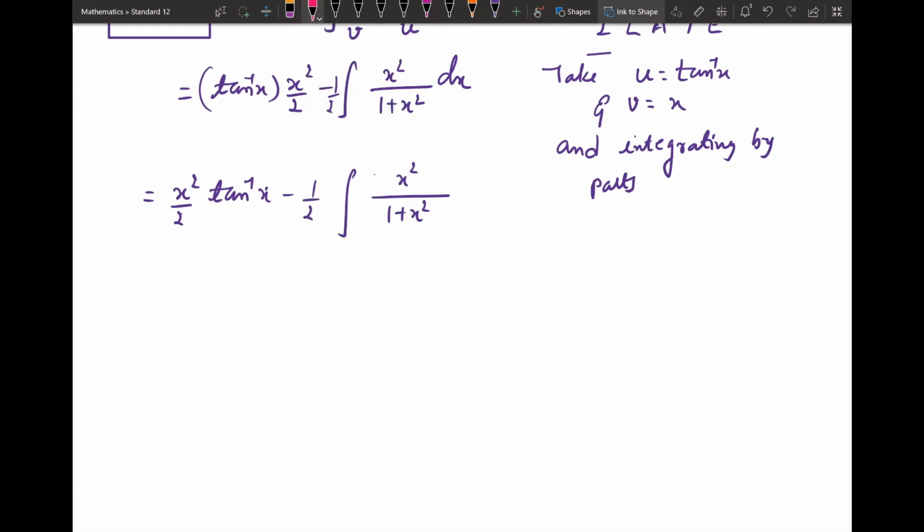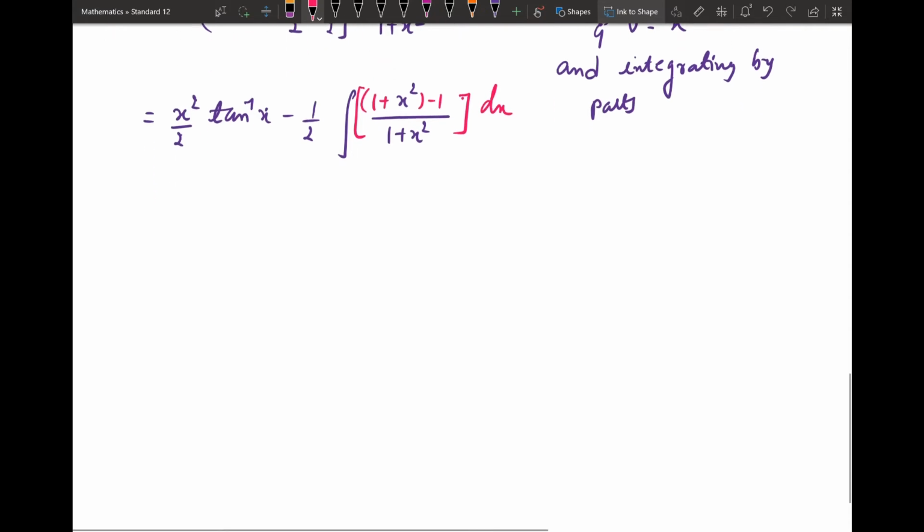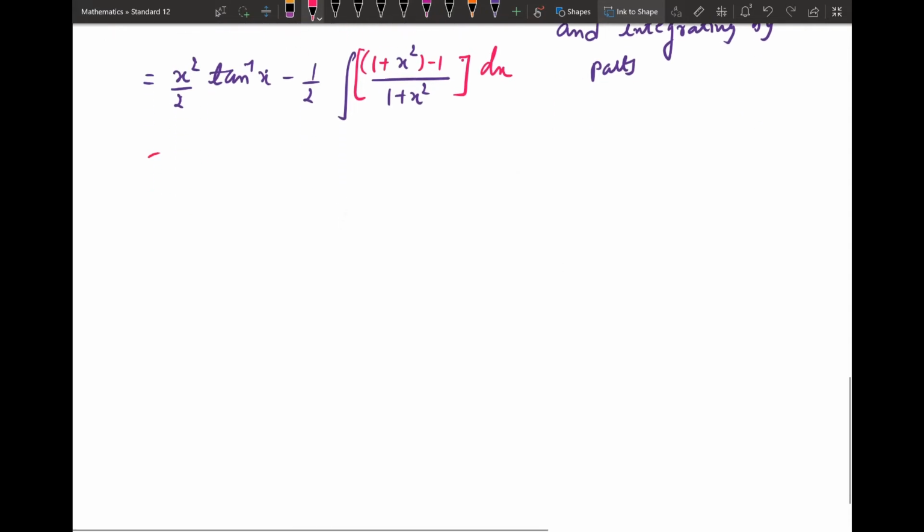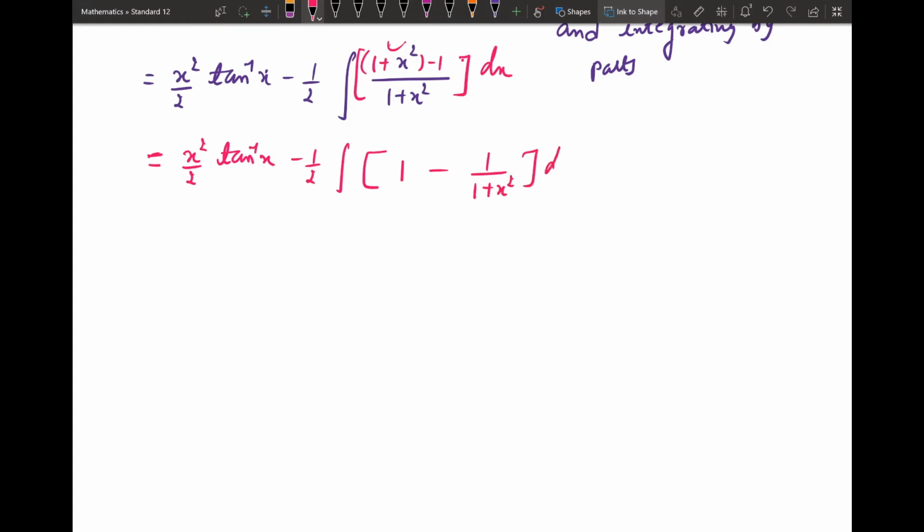So we arrange: add 1, subtract 1, and then we will integrate with respect to x. So this is x square by 2 tan inverse x minus 1 half. When we divide, 1 plus x square upon 1 plus x square minus 1 upon 1 plus x square, that is 1 minus 1 upon 1 plus x square, dx.